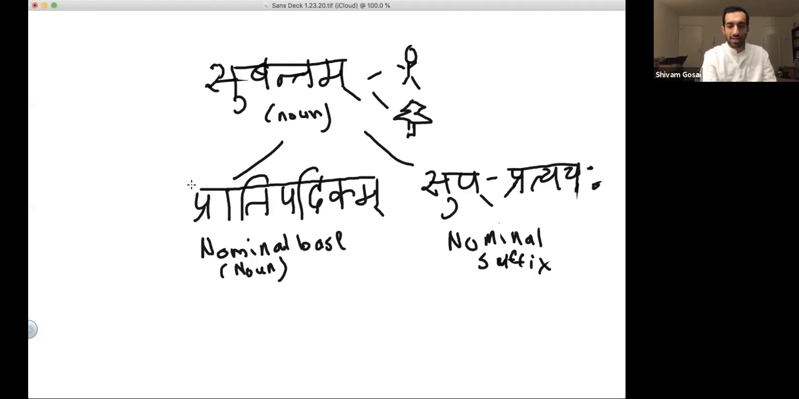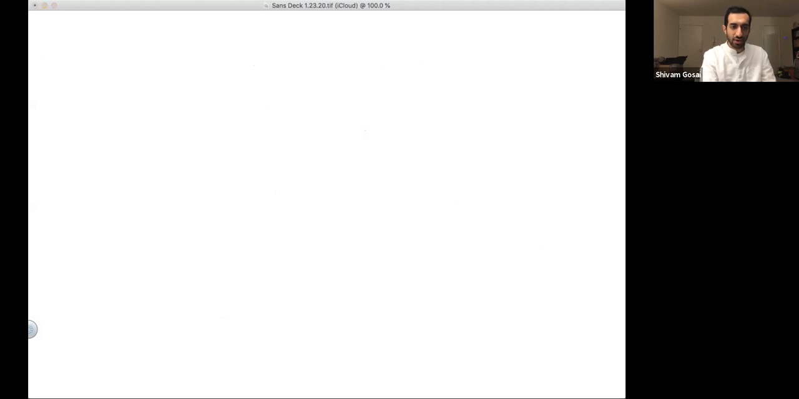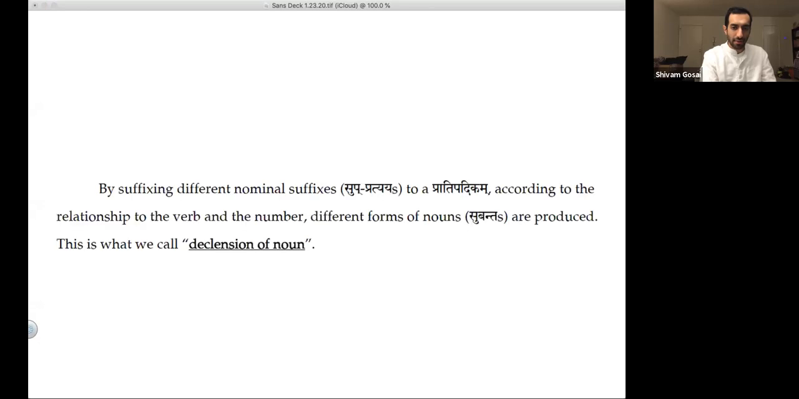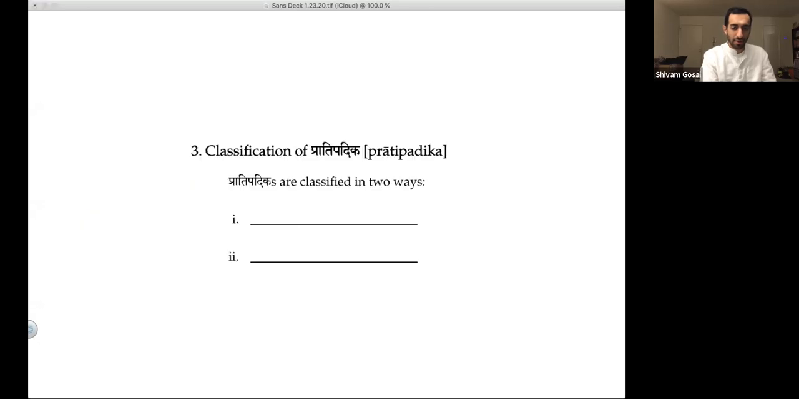Okay, so now we need to look at each of these two parts, number 1 and number 2. We need to look at pratipadikam and then supratyayaha. So let's look at the first one. It's in your workbook: classification of pratipadika. Pratipadikas are classified in two ways.